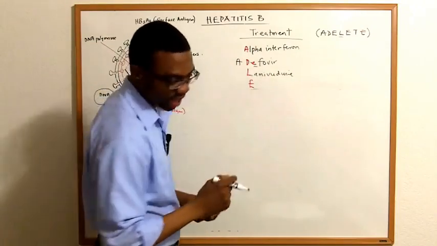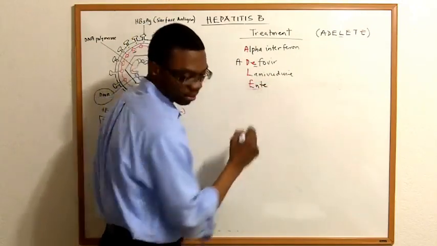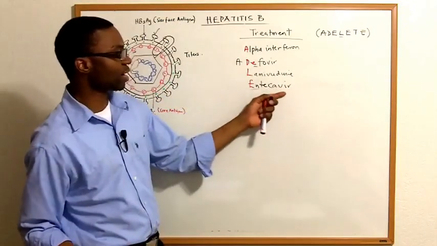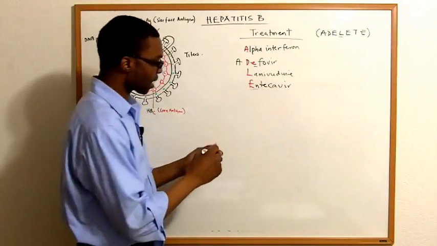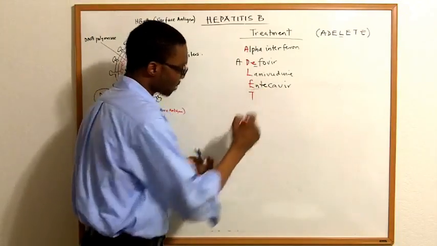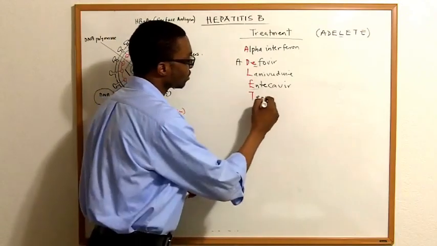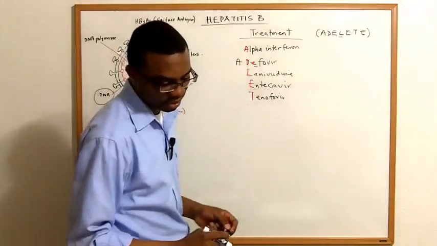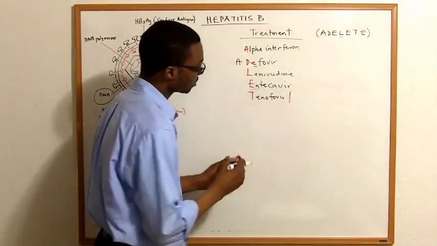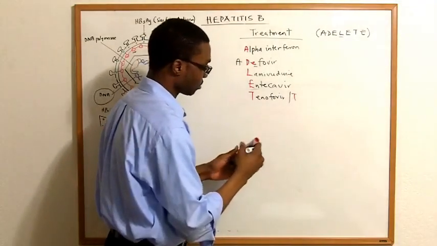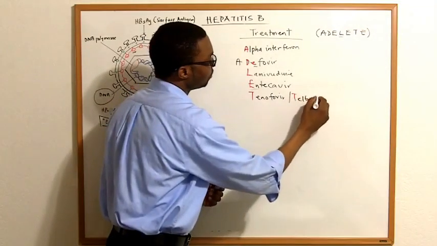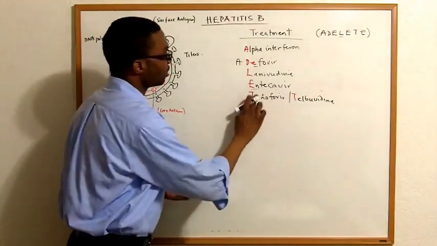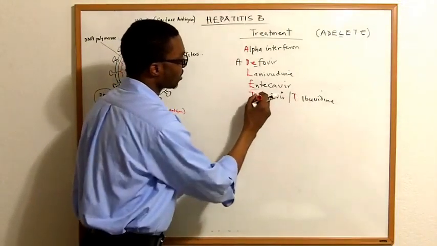The next drug is entecavir, right? The antiviral drug entecavir. And T stands for tenofovir. Or the other drug, telbivudine. So really TE. That's the mnemonic.